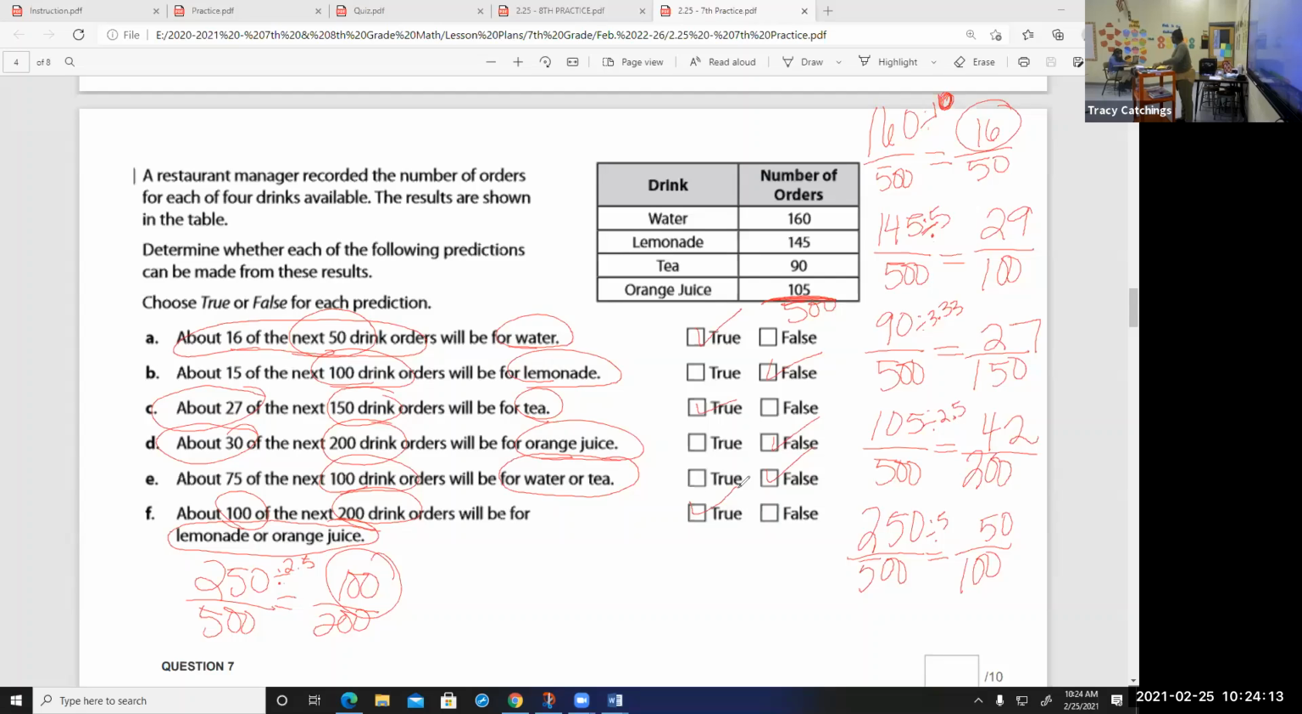Wait, can I just use the work that I do? What's that number right there? This slash, you see the slash? Is that 2.5 or what? Yeah, 2.5. Fraction.